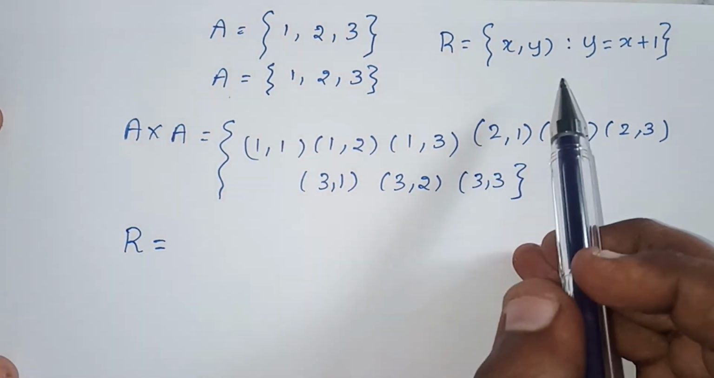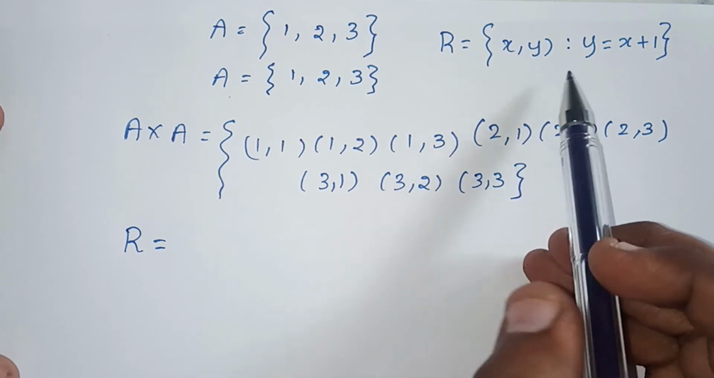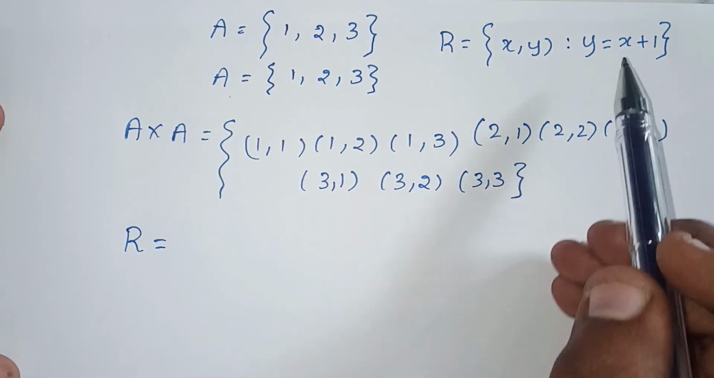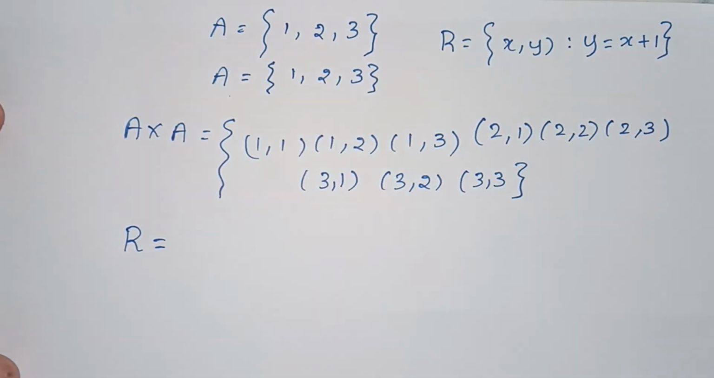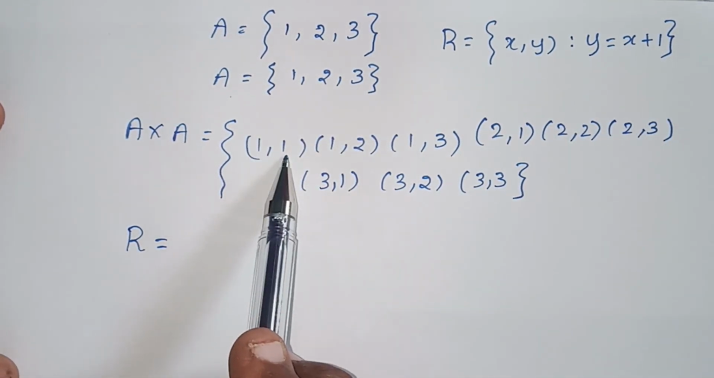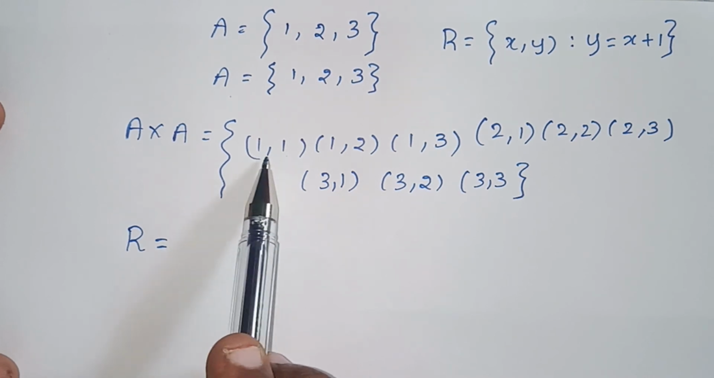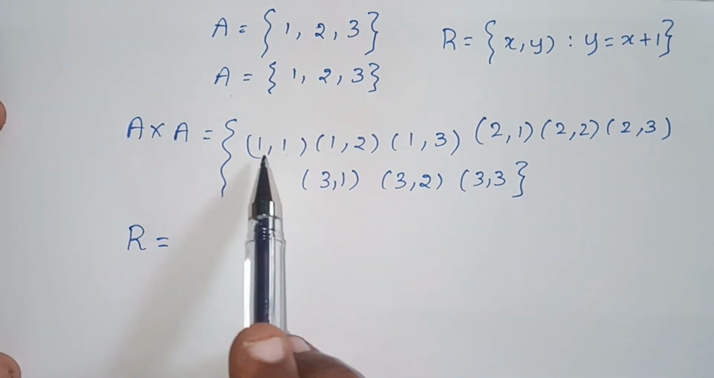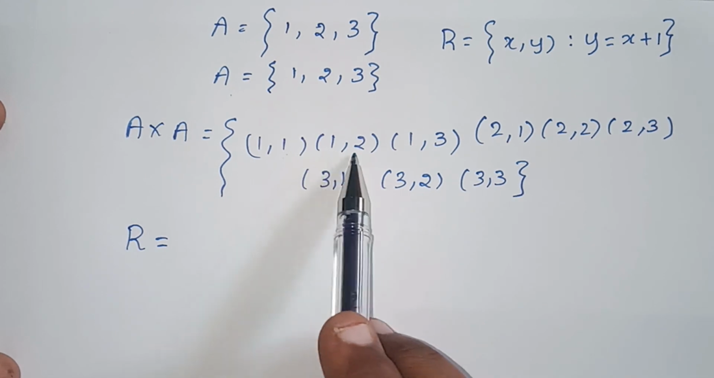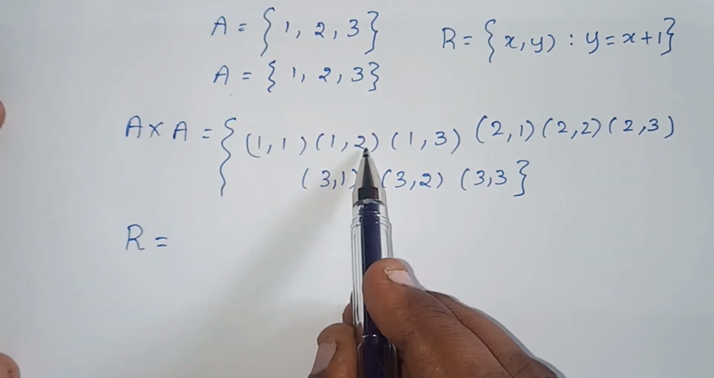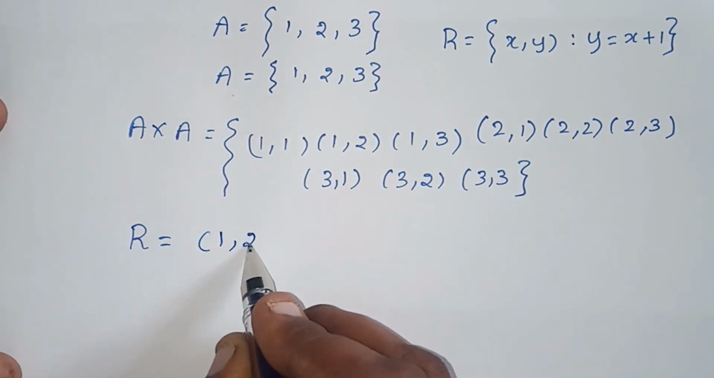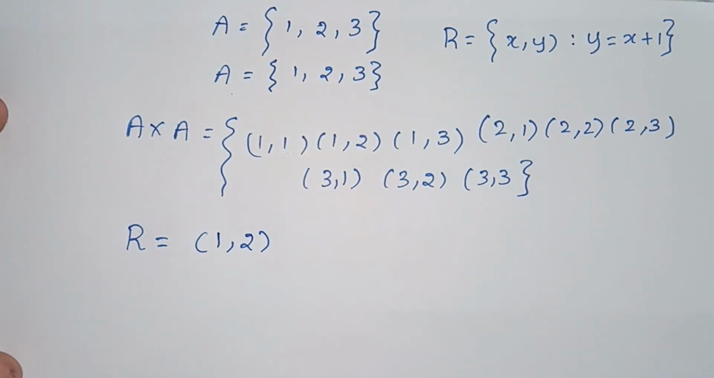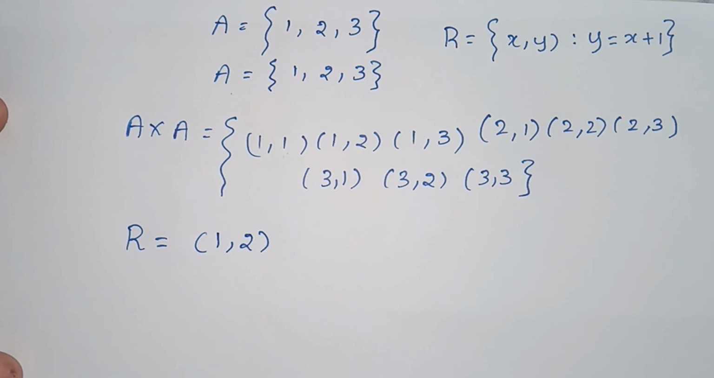So, a relation is a set. You need to satisfy this condition: Y equal to X plus 1. X is this element. Y is this element. So, this is X and this is Y. So, 1 comma 1. So, same. So, this condition is not satisfied. Next, 1 comma 2. X is equal to 1. Y is equal to 1 plus 1 equal to 2. So, this element satisfies this condition Y is equal to X plus 1.